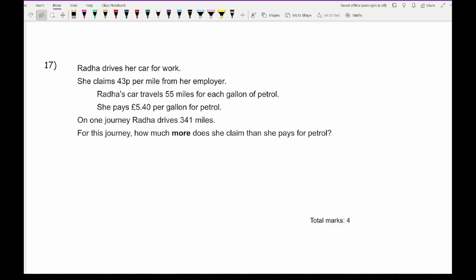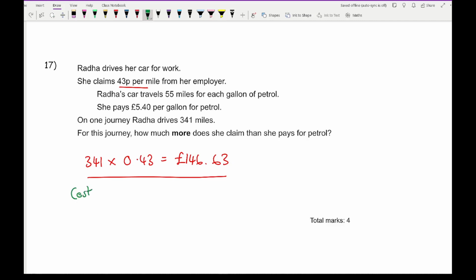So looking at this, then she claims 341 miles, and we multiply that by 43 pence per mile, so 0.43, and it's 146.63 pounds. Now in terms of the general costs, this is what she claims, and so the general cost is therefore going to be 341 miles.